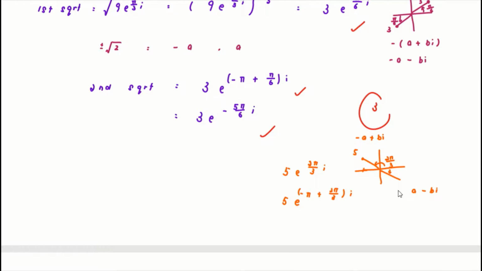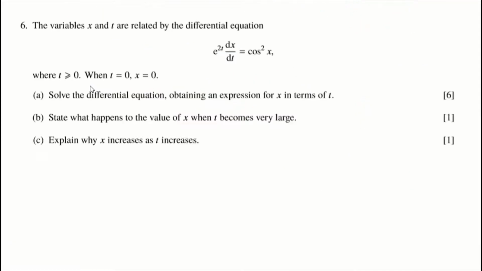Okay, so that's pretty much the part. I hope that you can get it. So now let's move on to the next question. Okay, number 6, the variables x and t are related by the differential equation e to the power of 2t dx/dt equals cos square x when t is greater or equal to 0. When t equals 0, x equals 0.